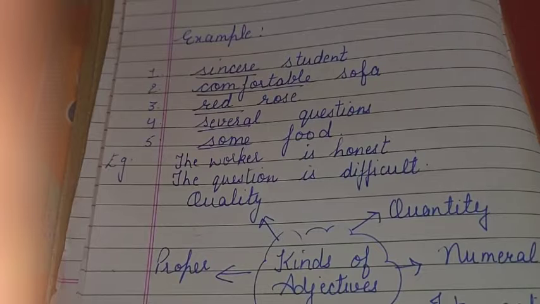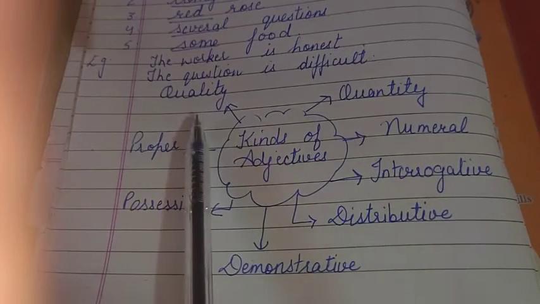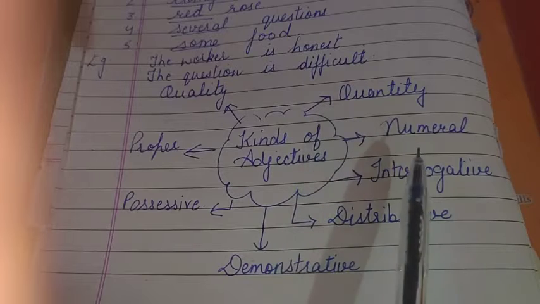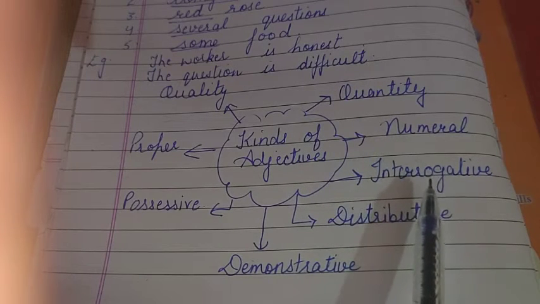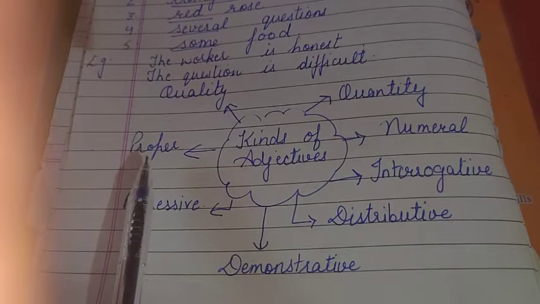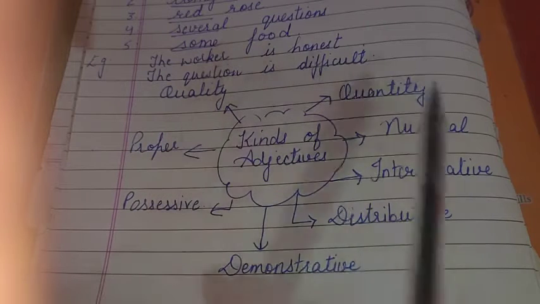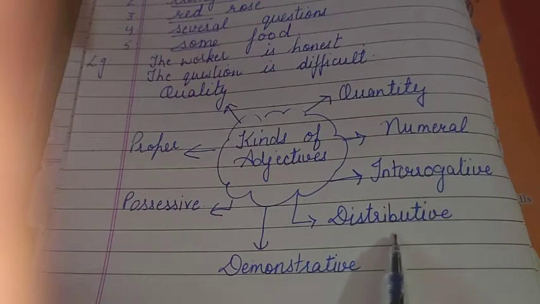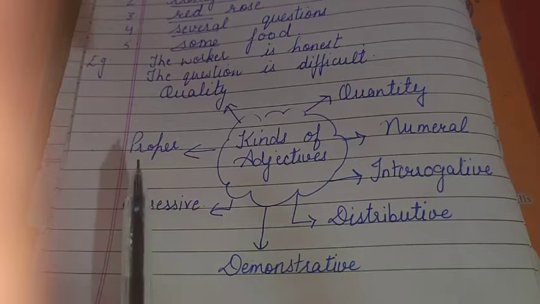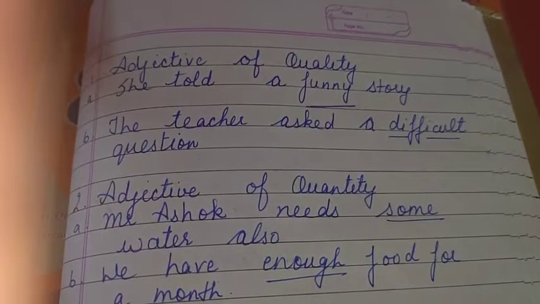Now we will talk about, children, kinds of adjectives. So we have 8 kinds of adjectives here. Adjective of quality, adjective of quantity, numeral adjectives, interrogative adjectives, distributive adjectives, demonstrative adjectives, possessive adjectives, and proper adjectives. So we have 8 kinds here. Let's understand kinds of adjectives with examples.